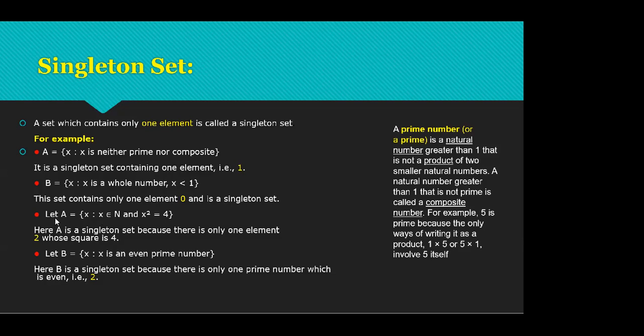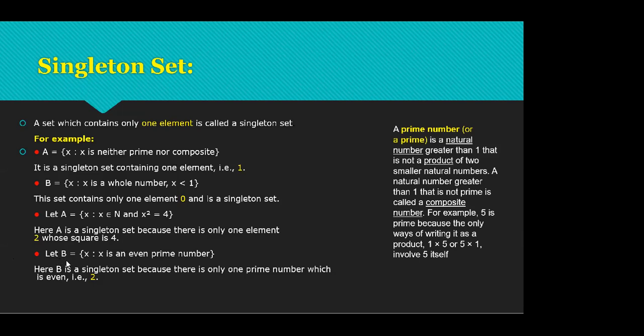For the next example, let set A be x, wherein x is an element of the natural numbers and x squared is equal to 4. So here, A is a singleton set because there is only one element, 2, whose square is 4. If we square the number 2, it would be equal to 4, right? So the only element inside this set is the element 2. Got it?